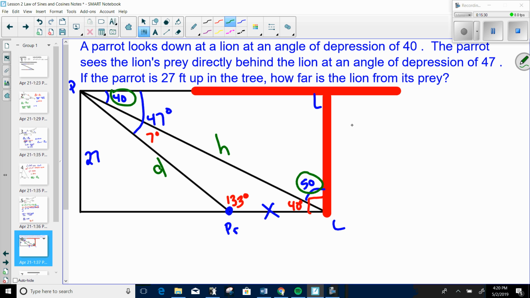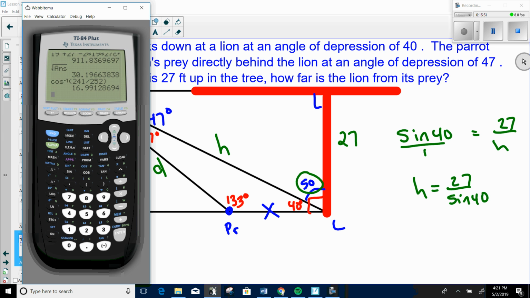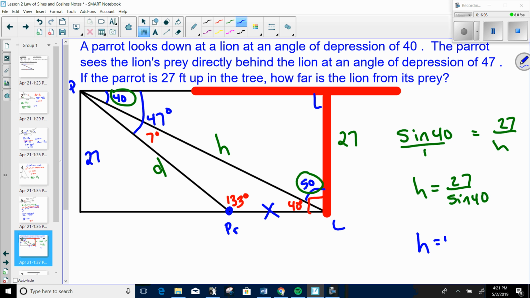From the 40-degree angle, I know that this is 27 because it's 27 over here, so I'm going to do opposite over hypotenuse. So I do sine of 40 degrees equals 27 over h. Cross multiply and solve. I'm going to get h equals 27 over sine 40. Use the calculator. So I do 27 divided by sine of 40, and I hit enter. And I get 42.004. 42 is good enough. H equals 42.